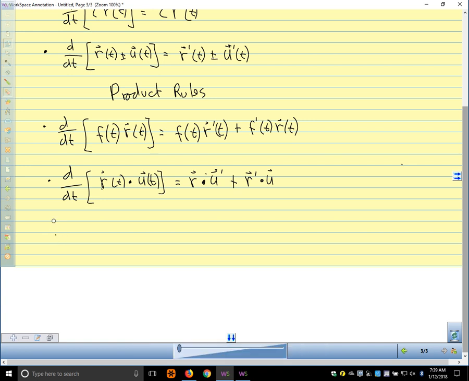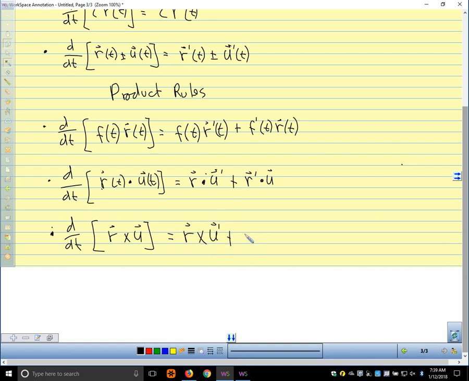And then for a cross product, r cross u is r cross u prime plus r prime cross u. Order matters. Because we know that the cross product changes signs if you change the order. So if we do the dot product or the cross product in a particular order, we have to keep that order.